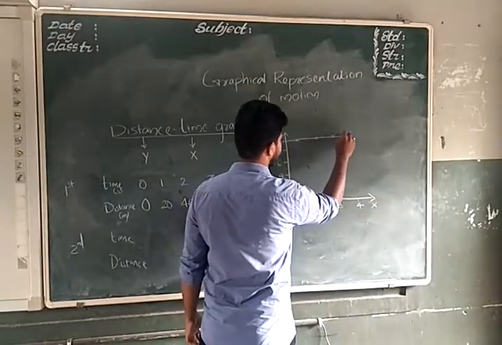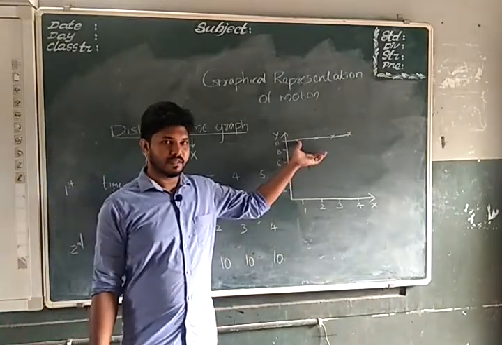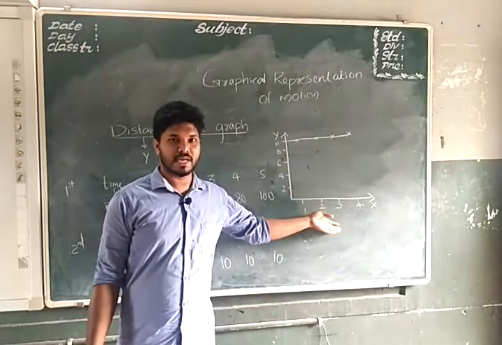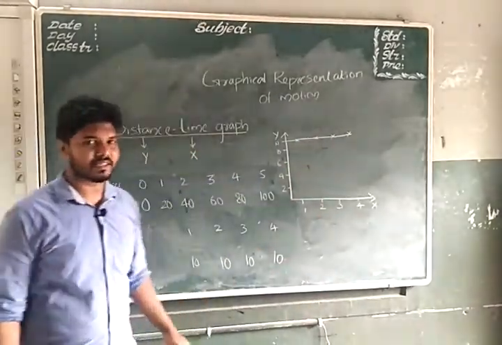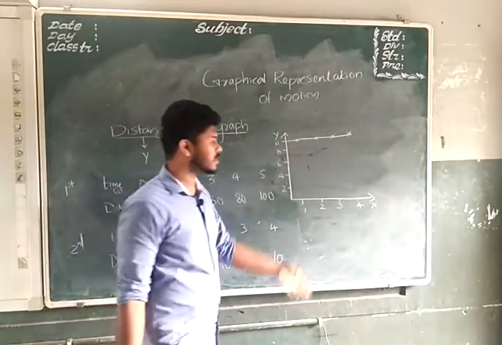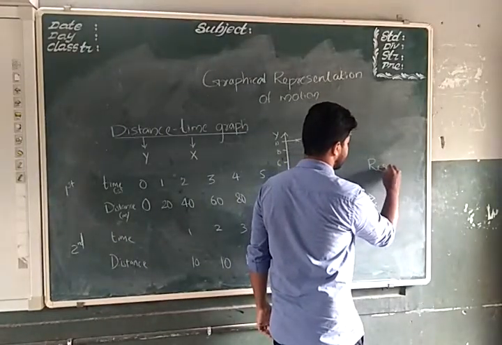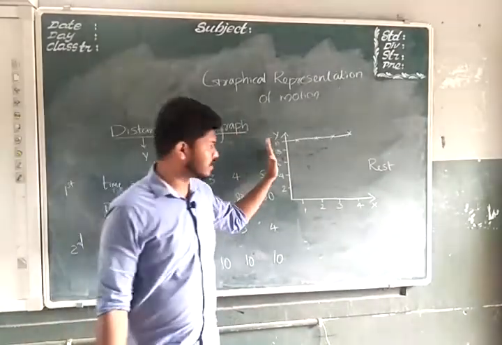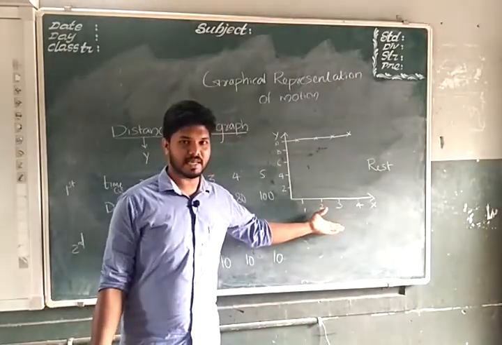See, the graph is a straight line parallel to the x-axis. So if a graph comes like this, we have to understand the object is at rest. So this is the first graph, when the object is at rest. The graph is a straight line which is parallel to the x-axis.